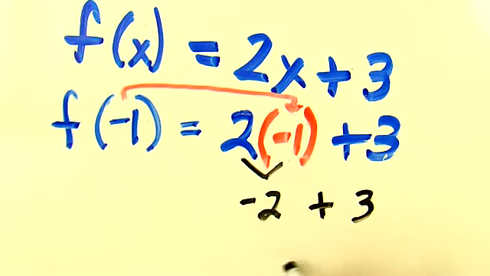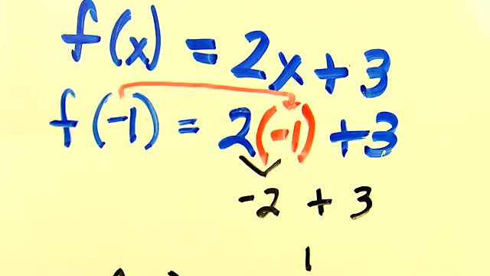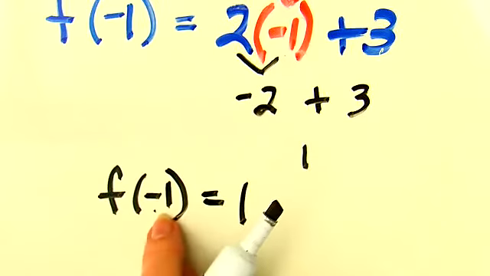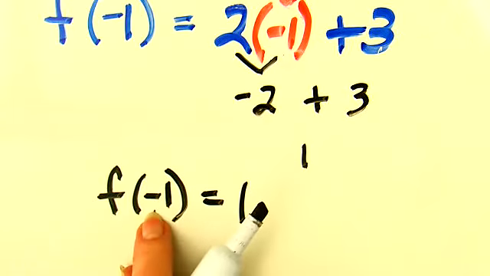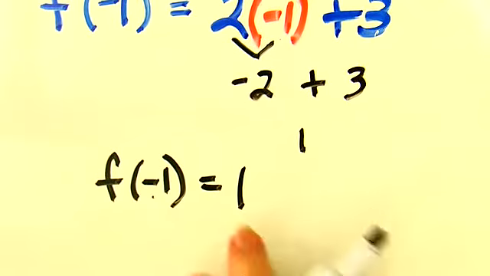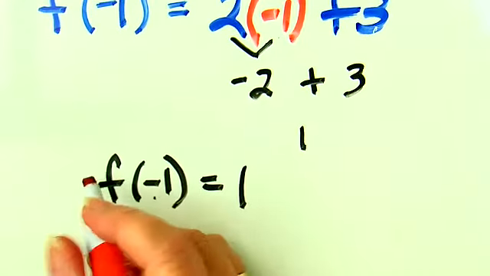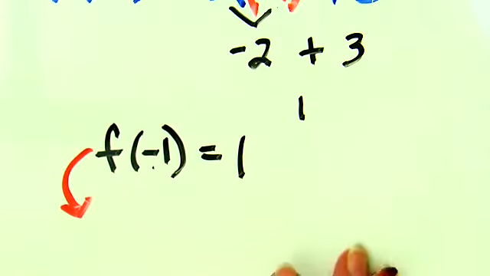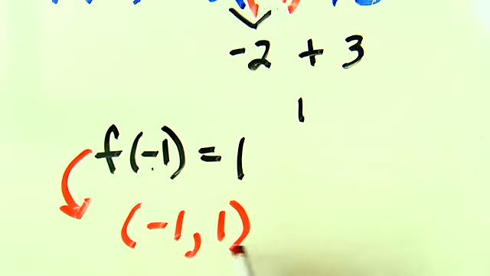Negative 2 plus 3 is 1. So this function, when the input is negative 1, the output is 1. This is the x, and this is the y. This is function notation, but I could translate this to an ordered pair or a coordinate pair, and this is the point negative 1, 1.